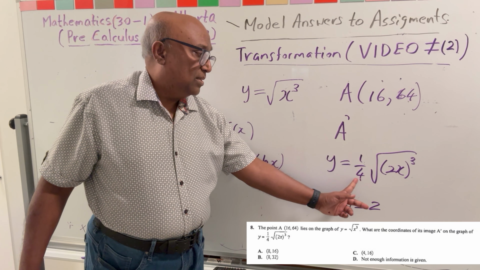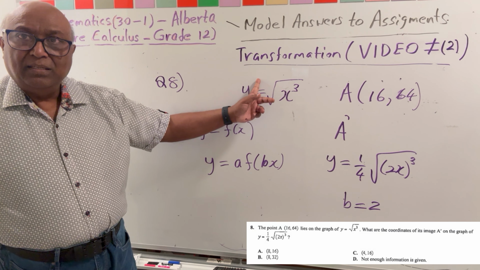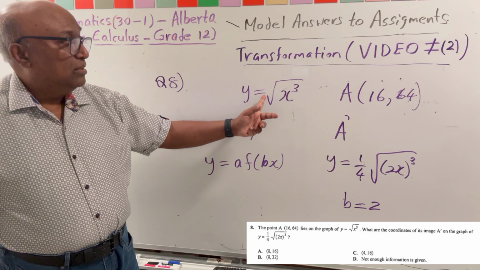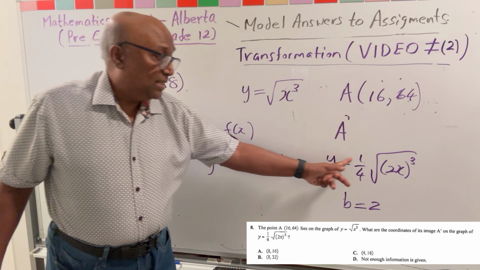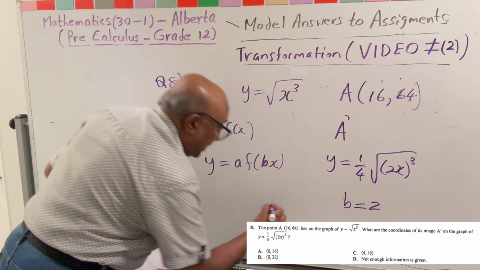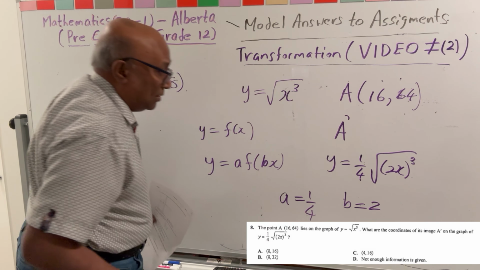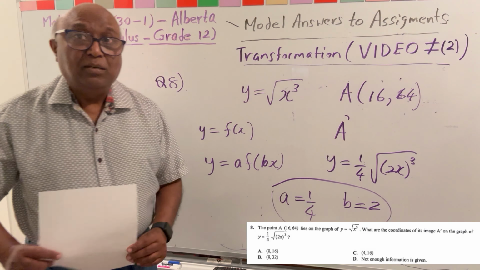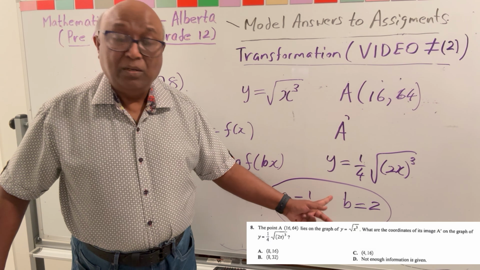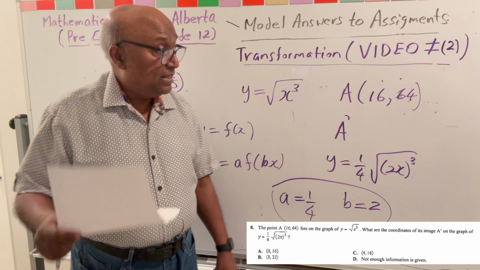That is also very obvious. That is pretty easy. The value of a is the coefficient which has been multiplied by the function right side. That is 1/4. A is equal to 1/4. That means by looking at these two functions, we have figured out the values of a and b. Okay, what's the next step?